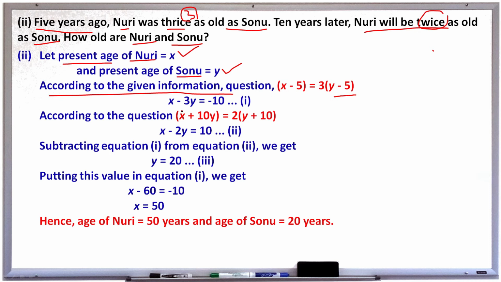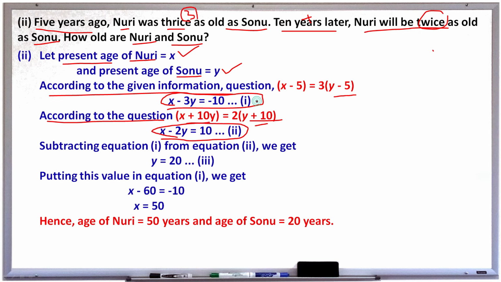So we can write x minus 3y is equal to minus 10. If you simplify this by opening the bracket, you will get the first equation, x minus 3y is equal to minus 10. According to the question, again it is given (x plus 10), because 10 years later means plus 10. So x plus 10 is equal to 2 into (y plus 10). Simplifying, you will get x minus 2y is equal to 10. This is the second equation.